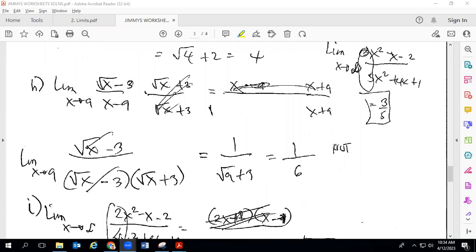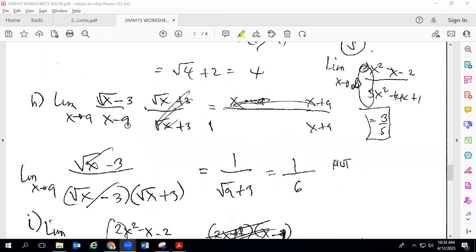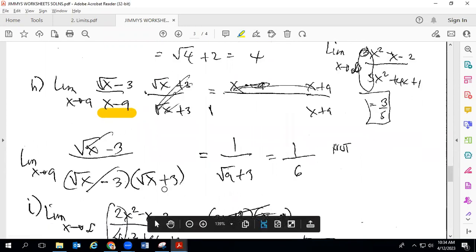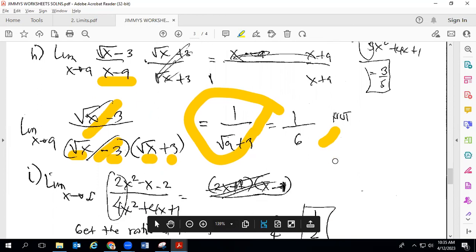Also, for this one, you factor out similar to the previous one. The factor of this one is just the square root of x minus 3 and square root of x plus 3. What is the factor of x? It's the square root of x and then square root of x. What is the factor of negative 9? Negative 3 and positive 3. From here, you can cancel out this one and you have this remaining answer. As x approaches 9, this one is x, the square root of 9 is 3, plus 3 is 6. And you have this one.